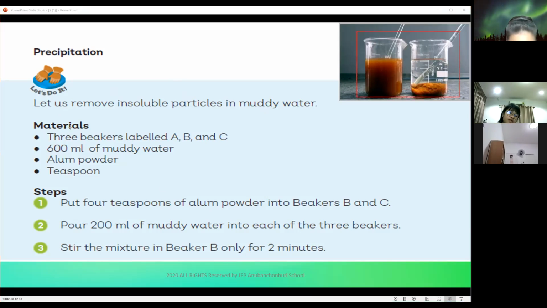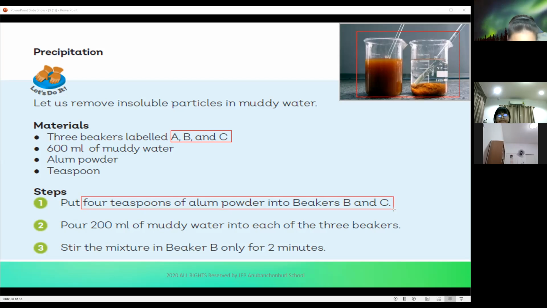But it says here that beakers should be labeled A, B, and C. It should be 3 beakers, right? 3 beakers. And put 4 teaspoons of alum powder into beaker B and C. Okay, but what is this? The first beaker, beaker A, will not do anything. Let's say here, beaker A, you will not add alum, okay?